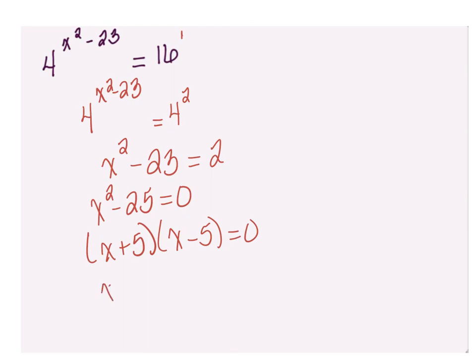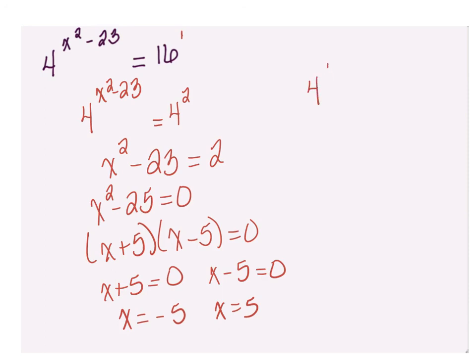So I have x plus 5 is equal to 0, and x minus 5 is equal to 0. So I get x equals negative 5, and x equals positive 5. And both of those work because we're squaring it. If I square negative 5, I'm going to get positive 25, and 25 minus 23 is 2. So that works because we're squaring it. Then, of course, if we square the positive, we also get a positive number, and that works as well. So both of these work for this particular problem.